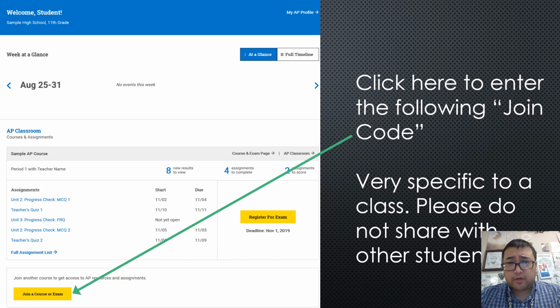If you're in first period, there's a first period code. If you're in fifth period, there's a fifth period code. You can't share these codes with others. Mr. Tran will be able to edit the roster if a student joined the course by accident. So use the code that we sent out to your class specifically. The message is not the same for each class.